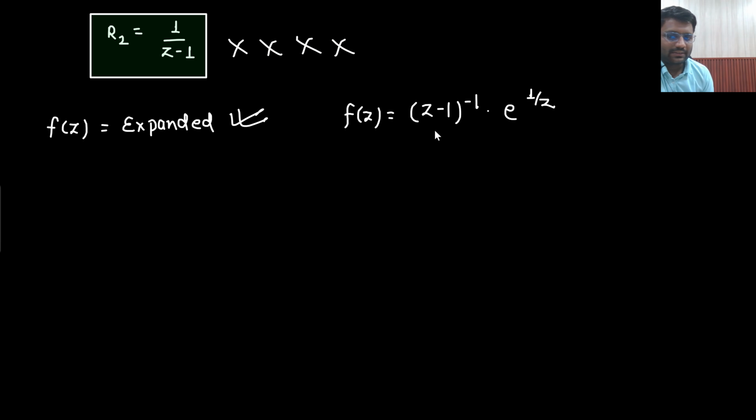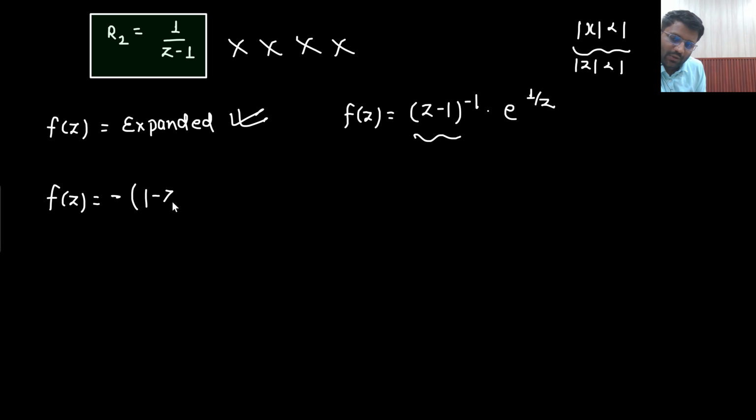Now, sir, I need to expand this. Sir, I know the formula for mod of x less than 1, or you can say, I know the formula for mod of z less than 1. So, sir, how do I expand it? Can I do it this way? F of z, you take the minus sign outside, you will be getting 1 minus z to the power minus 1. Now, sir, I know the expansion of this. Along with that, I surely know the expansion of e to the power 1 by z as well.